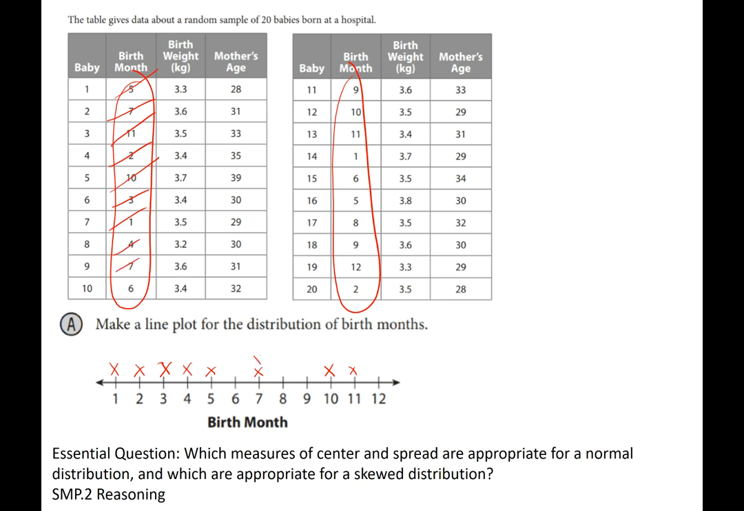7. Notice I have to stack an X on top because we're trying to get a picture of what it looks like. 6, 9, 10, 11, 1, 6, 5, 8, 9, 12, and 2. So it's fairly evenly spread out, it looks like.